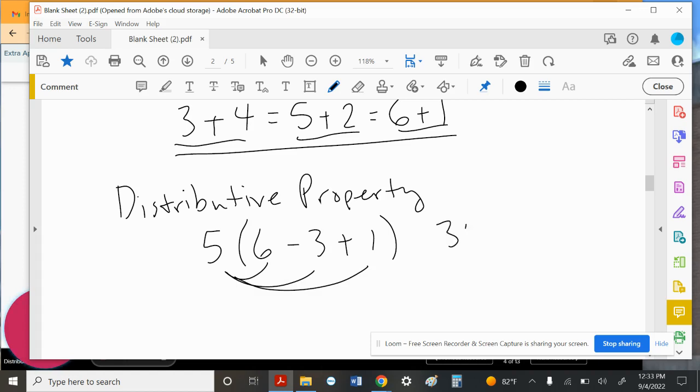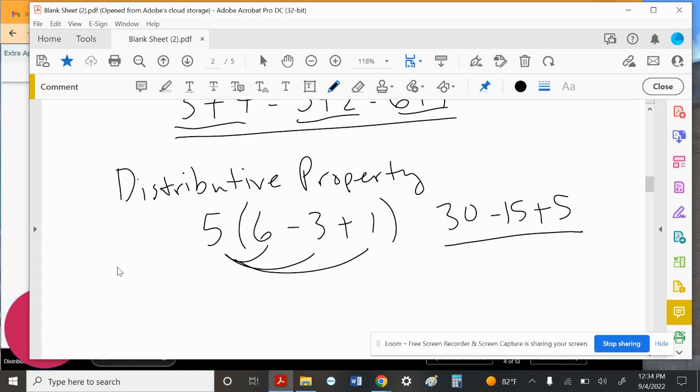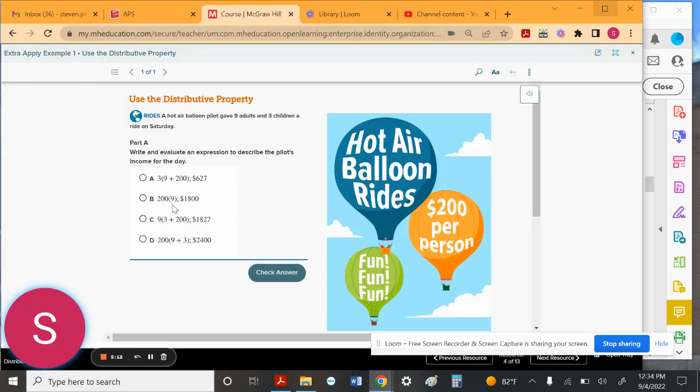So that would be 30 minus 15 plus 5, and then add and subtract them all up and get a final answer. Okay, I can also do the distributive property on the other side, so I can move the 5 over here. These two things are called equivalent expressions, as I mentioned above. They get the same answer. I still distribute the 5 through: 5 times 6, 5 times -3, 5 times 1. Okay, and that's what this is talking about here.